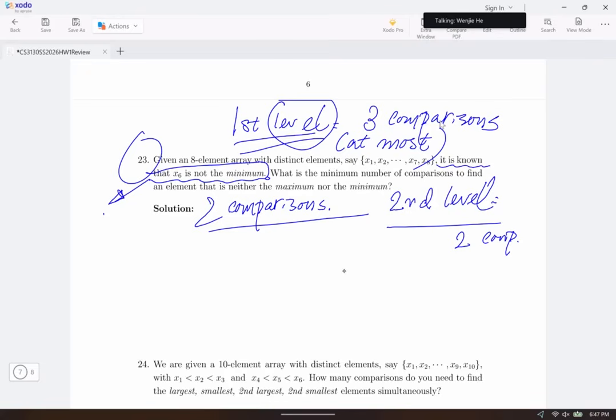Then the question should be easier, right? So without this condition, how to find the solution? All right. Now let's solve this modified version, the rough version. First, an 8-element array. Our data is an 8-element array.